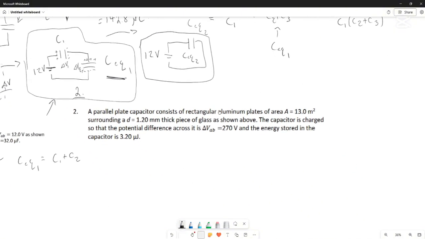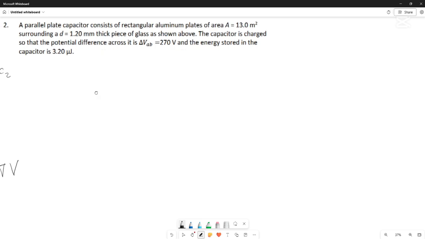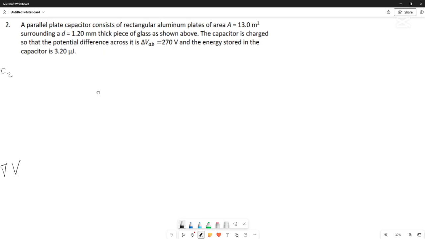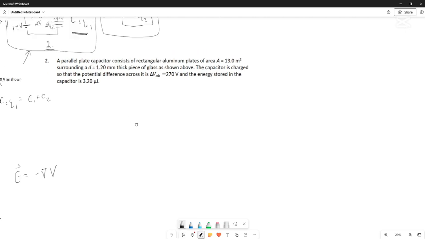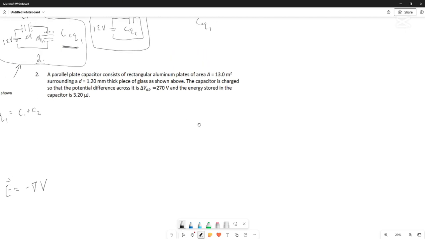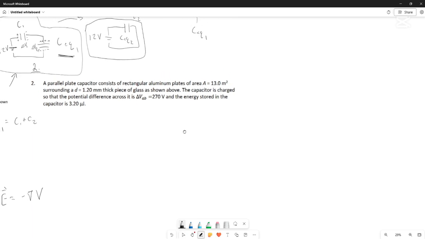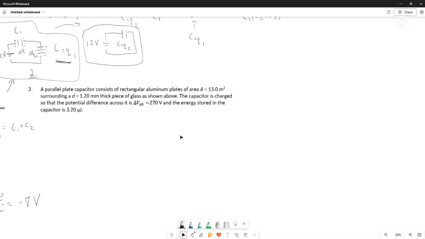Now there's another question which asks about a parallel plate capacitor consisting of rectangular aluminum plates of certain areas and a potential drop across them. And in class I went through the derivation of the formula for how to calculate the capacitance for a parallel plate capacitor. And I'm not going to repeat it here, but we know that that is equal to this formula where d is the distance between the parallel plates and A is the area of the plate.